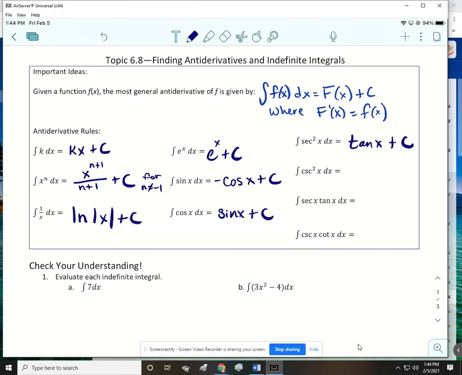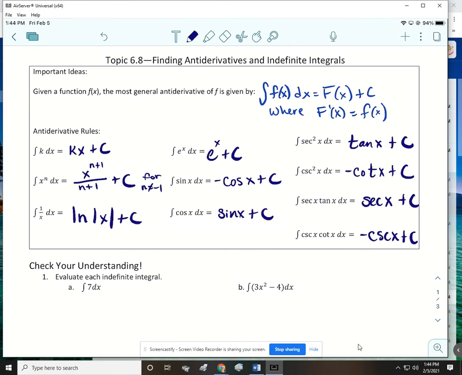All right, this one should be negative cotangent plus c. And then we start thinking, what function has a derivative that's secant x tangent of x? That function is secant of x. And then since we're doing the antiderivative, we have to add a constant. And then this one should be negative cosecant of x plus c.